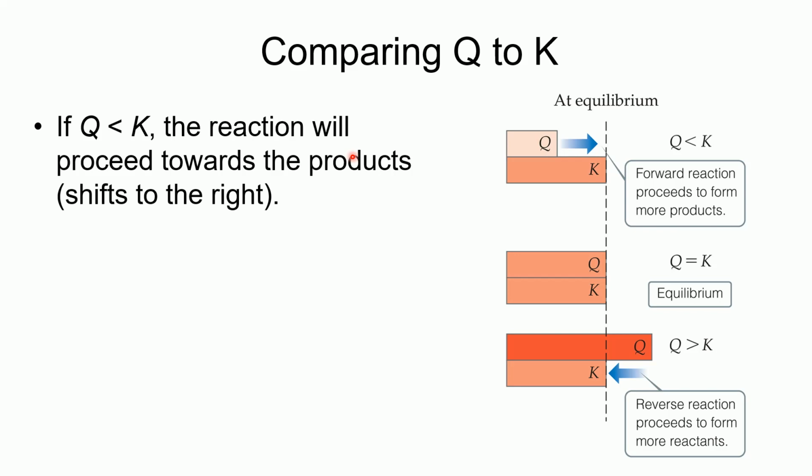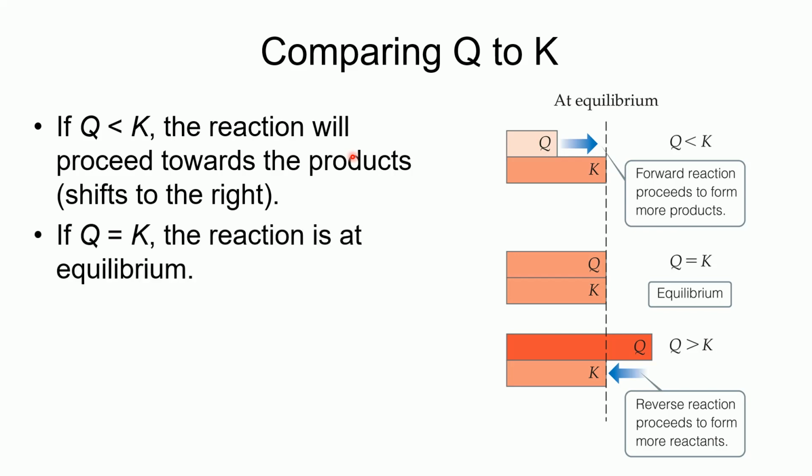If Q happens to be equal to K, which can happen, that means that the reaction is at equilibrium. Just like with all other equilibrium processes, the forward reaction and the reverse reaction continue to happen. However, the rate of the forward and the reverse reactions will be equal to each other. So it will be at equilibrium.